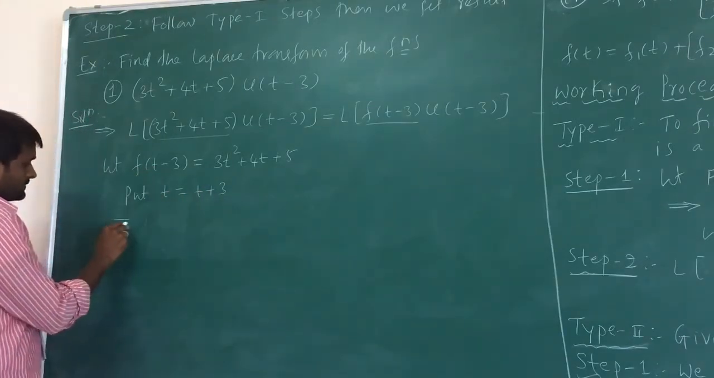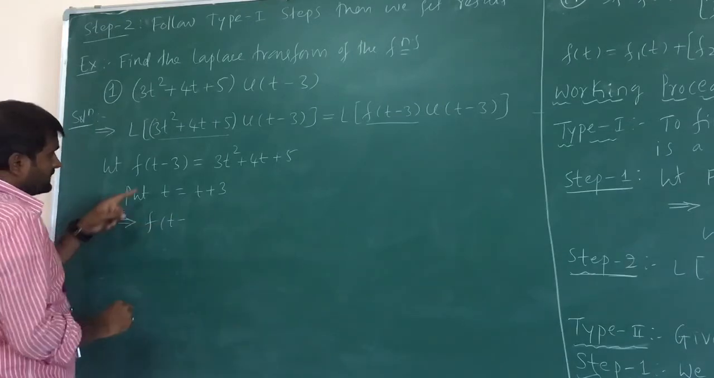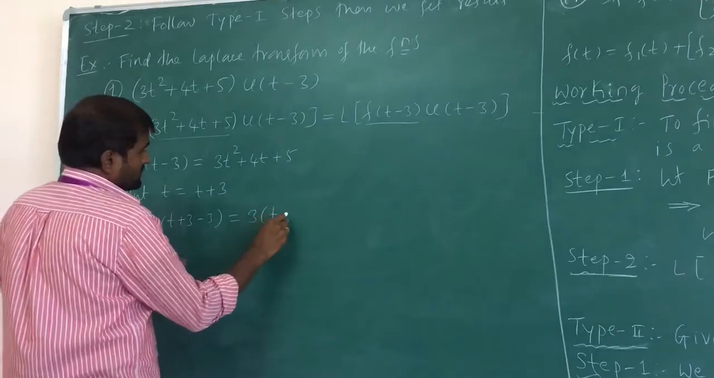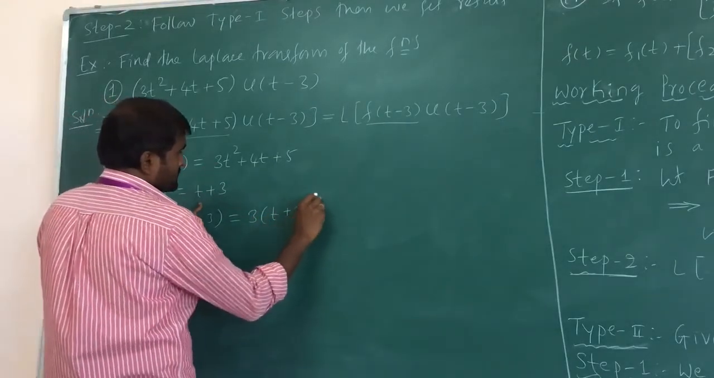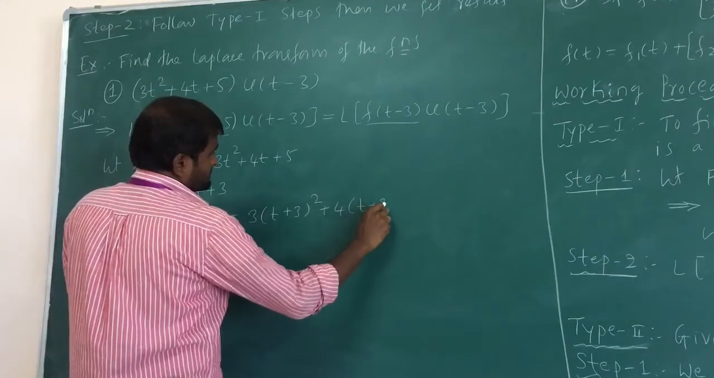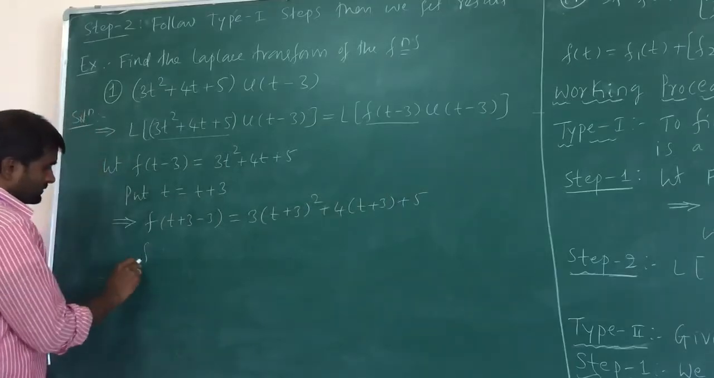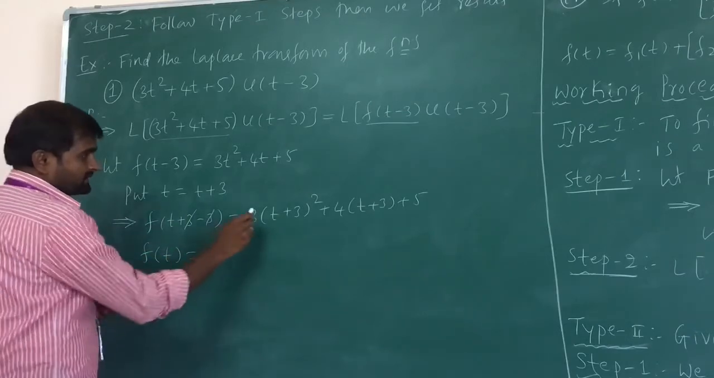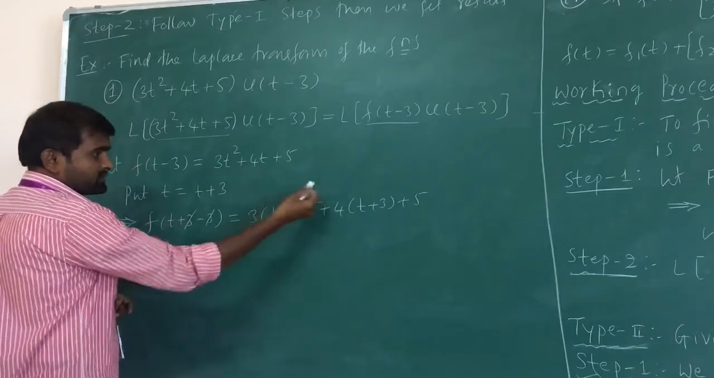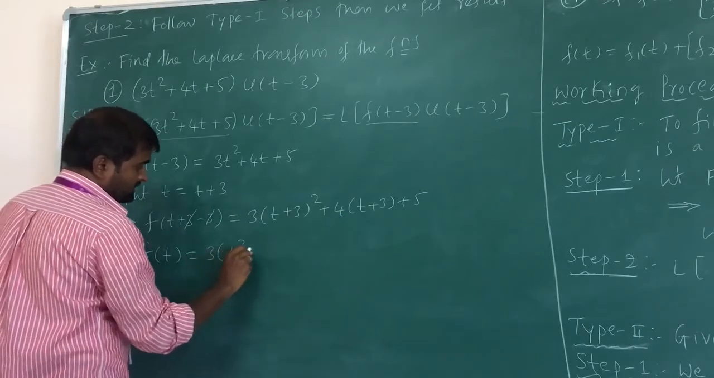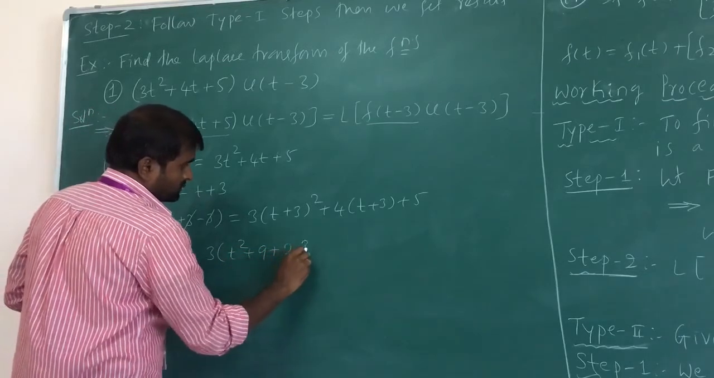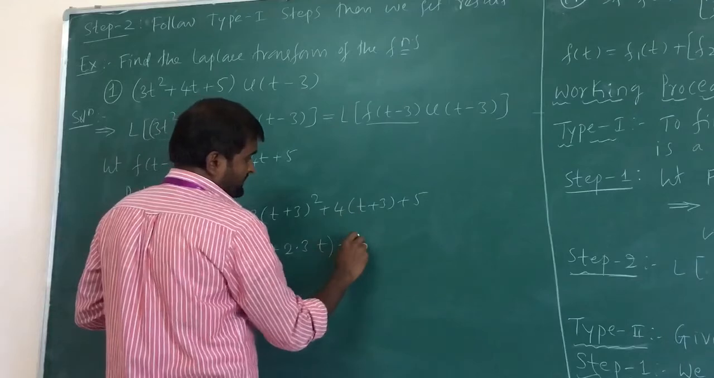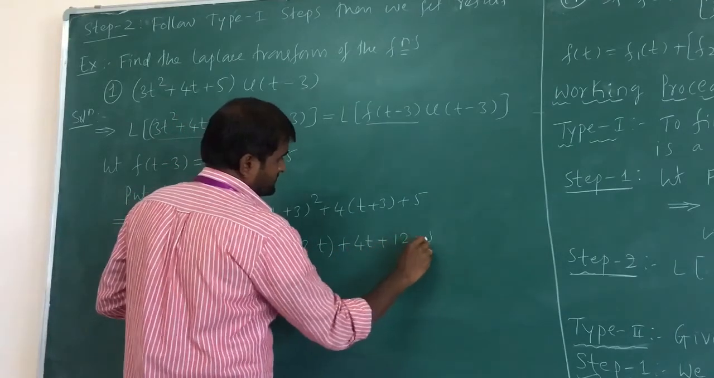Now this implies f of t plus 3 minus 3 equal to 3 into t plus 3 whole square plus 4 into t plus 3 plus 5. The plus 3 and minus 3 get cancelled, only t remains, so you get f of t. Then t plus 3 whole square is a plus b whole square: 3 into t square plus 9 plus 2 into 3 t, plus, then split the bracket, 4 into t plus 3 plus 5.